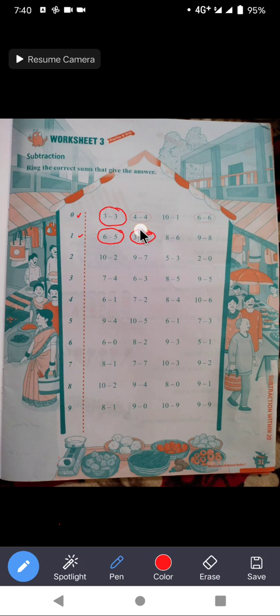Okay, I will bring it. So 8 minus 6 is equal to 2, but we need 1. We have to circle the ones which give 1, so we will not circle this, we will leave this one like this only. Okay, 9 minus 8 is also equal to 1, so circle this also. I hope you all have understood this now.